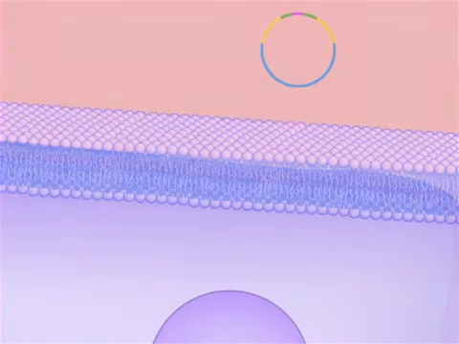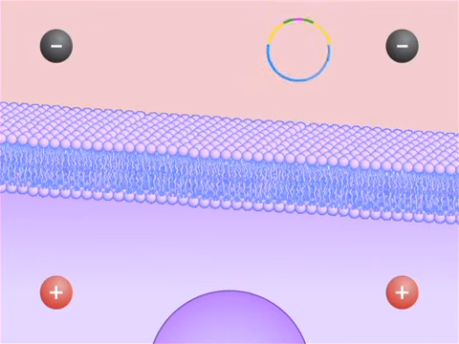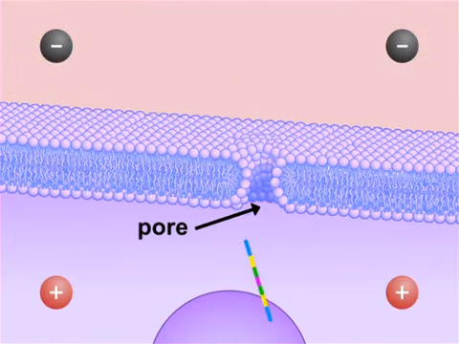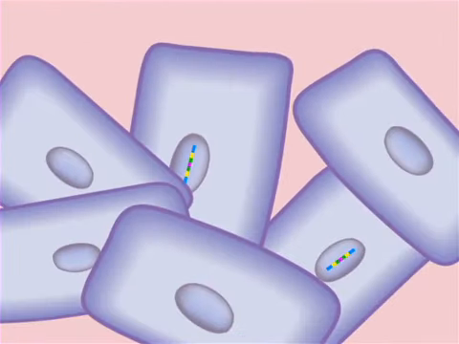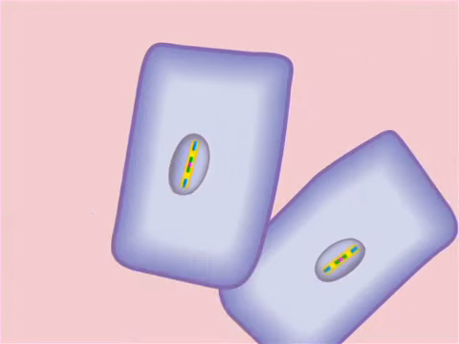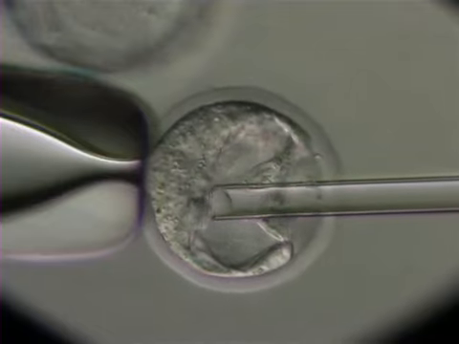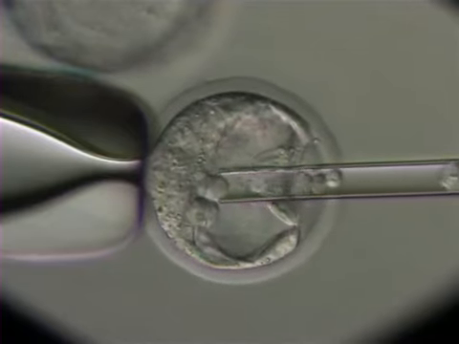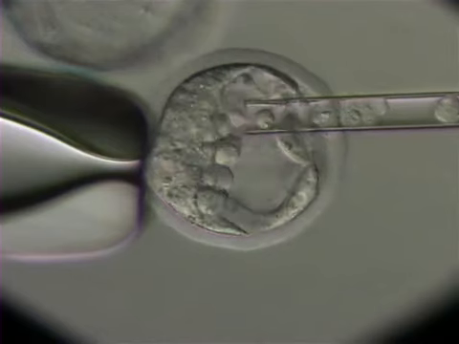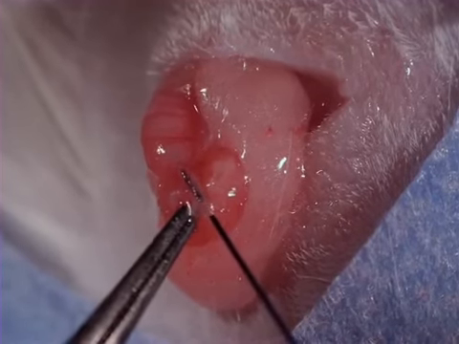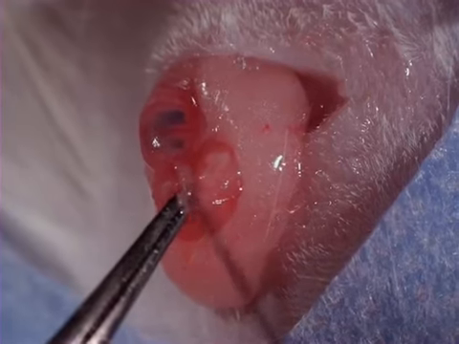The linearized construct is then delivered into the stem cells via electroporation, in which electrical pulses generate transient pores in the cell membrane. The cells are then allowed to incubate in the presence of an antibiotic to eliminate cells without the transgene. After this selection step, the stem cells can be injected into another mouse embryo at the blastocyst stage. The embryos are then transferred to the uterus of a female mouse to continue development.